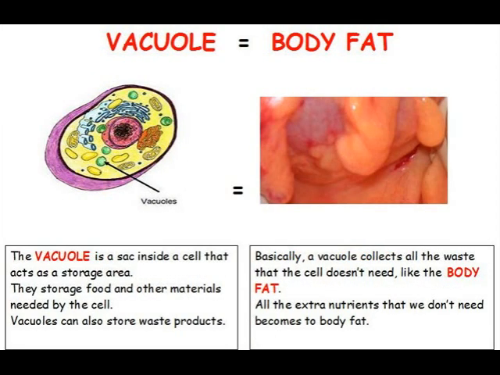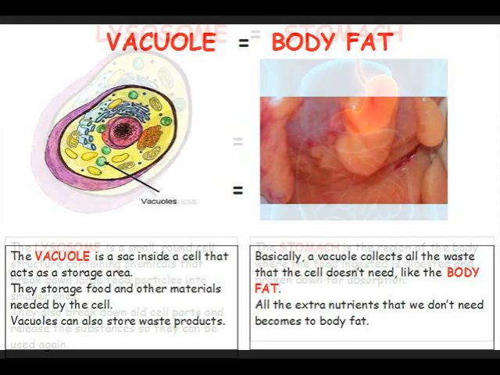The vacuole is a sac inside a cell that acts as a storage area. They store food and other materials needed by the cell. Vacuoles can also store waste products. Basically, a vacuole collects all the waste that the cell doesn't need, like the body fat. All the extra nutrients that we don't need become the body fat.